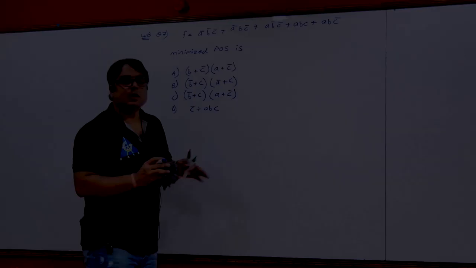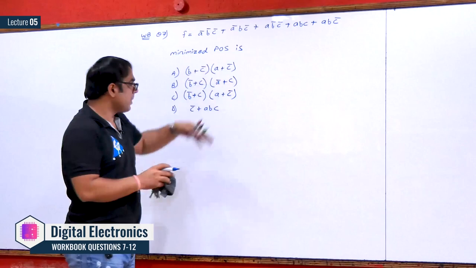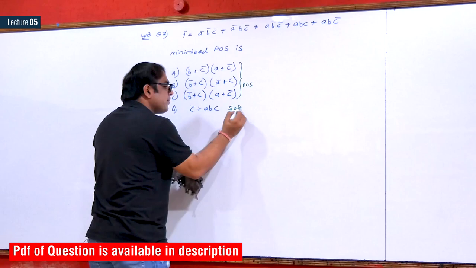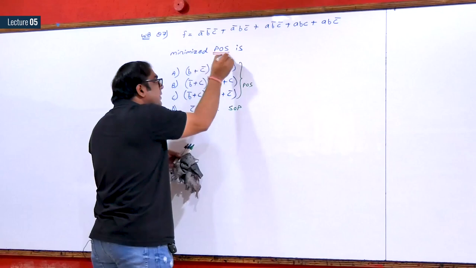Question number 7 of your workbook. An expression is given, and you have to find the minimized POS expression. If you notice the options carefully, the first three options are POS and the last option is SOP. This time it is very easy to decide whether to go for SOP or POS, because in the question it is clearly written POS.